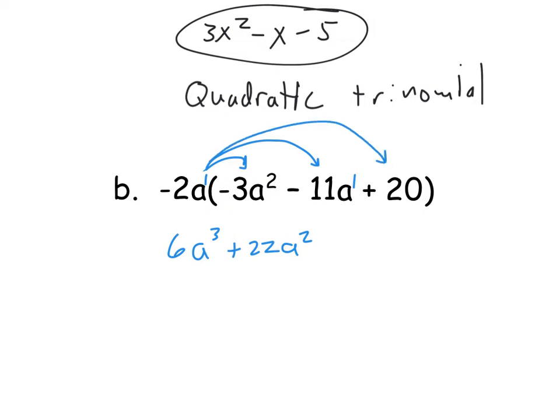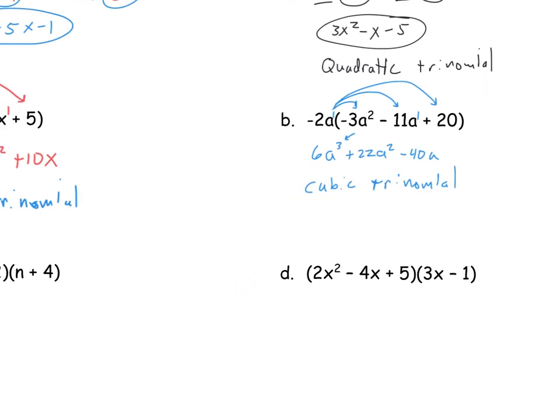And finally, -2a times 20. That's going to be -40. And there's no other a's except the 1, so that's just a to the first. So if I was naming this again, this would be a cubic because my leading degree or power is 3. Cubic trinomial.